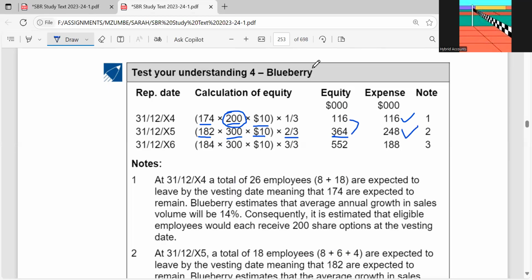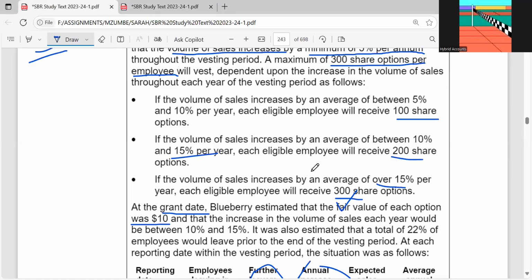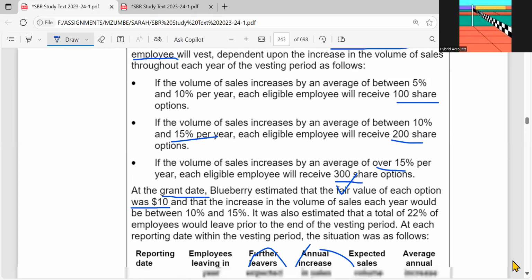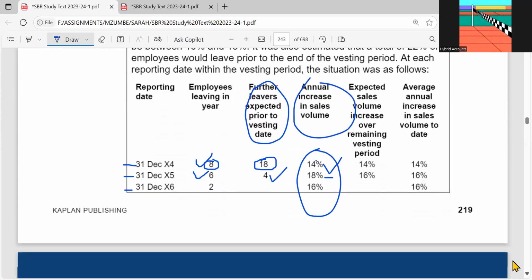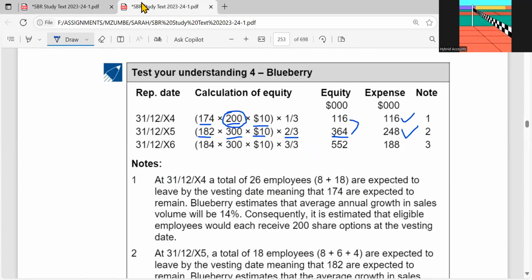Okay, you go to the last year, right? For the last year, it is usually easy because you know the actual people who left. So in year 1, 8 left. In year 2, 6 left. And in year 3, 2 left. A total of how much? 8 plus 6 plus 2, which gives you 16. So how many employees remained? 200 minus 16, and you have 184, right?